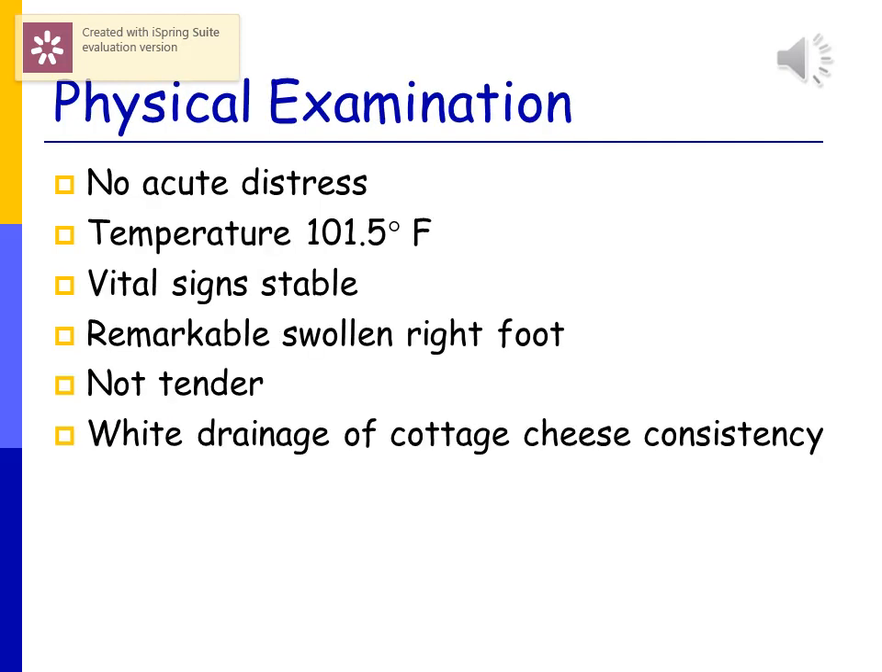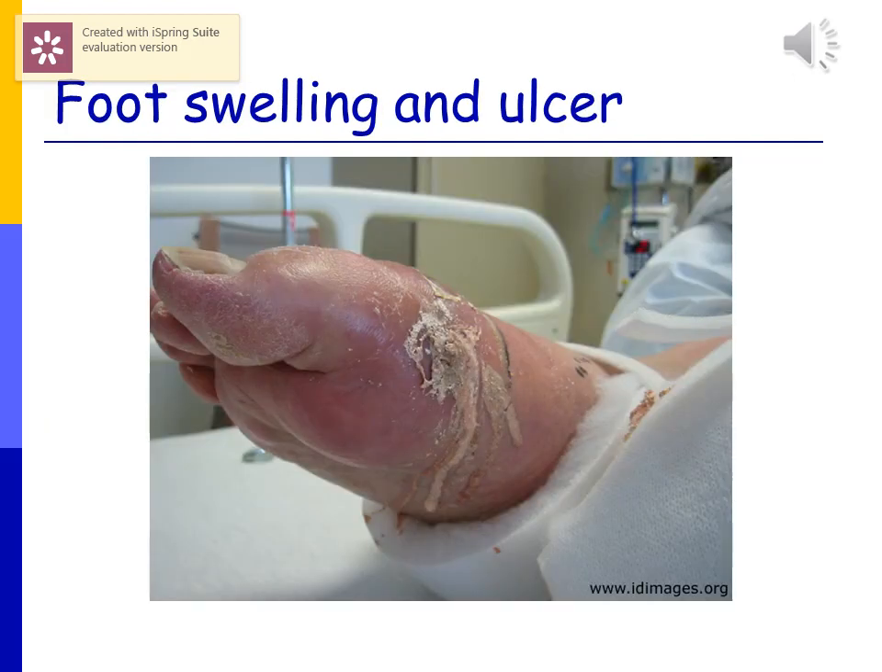He doesn't seem to be in acute distress upon physical examination. His temp is 101.5. His vital signs are stable, but he does have a very swollen right foot that is not tender to the touch, but he has a white drainage of cottage cheese consistency. So here is a picture of the foot. So his foot that's swollen and this ulceration that has been growing and getting bigger with this white ooze of cottage cheese consistency coming out of it.